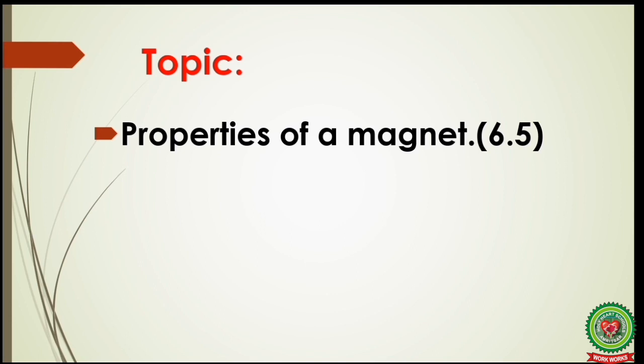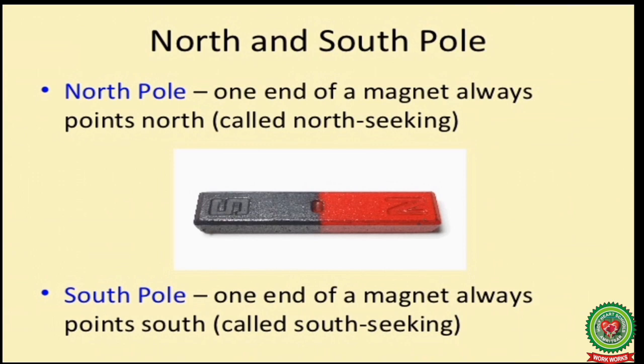magnet, topic number 6.5. First property is a magnet has two poles. In fact, all the magnets, no matter which shape, all the magnets have two poles, that is North Pole and South Pole. North Pole is the end of a magnet that always points towards north direction when suspended freely. This pole is also called north-seeking pole. And South Pole is the end of a magnet that always points towards south direction when suspended freely. This pole is also called south-seeking pole.